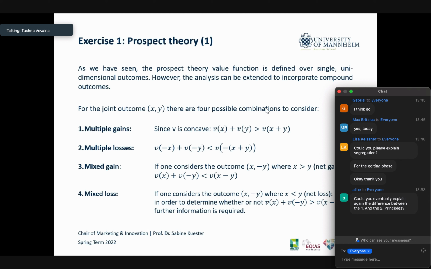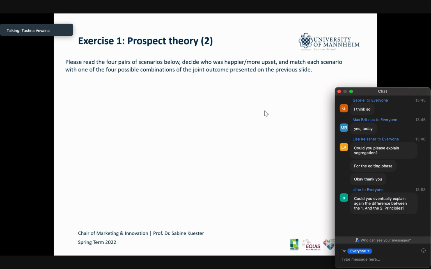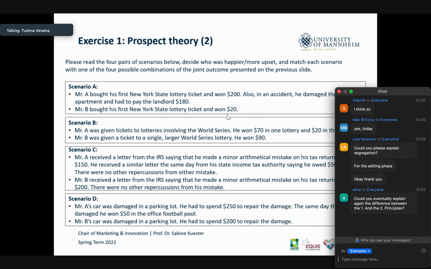And using this, we'll move on to the next slide where we have different scenarios, and we have scenario A, B, C, D, and I will give you all like 2 minutes to just go through this and try to use the value functions and the mixed gains, mixed losses, multiple gains, multiple losses scenarios and match it to each of these. I'll give you all 2 minutes for this.